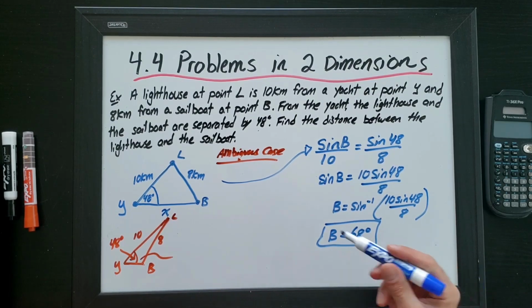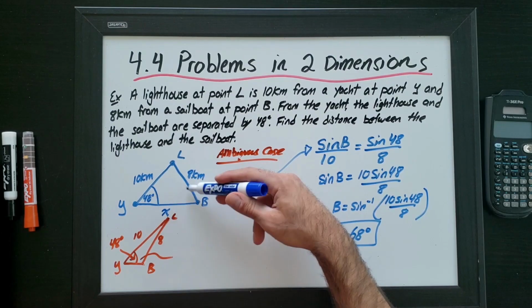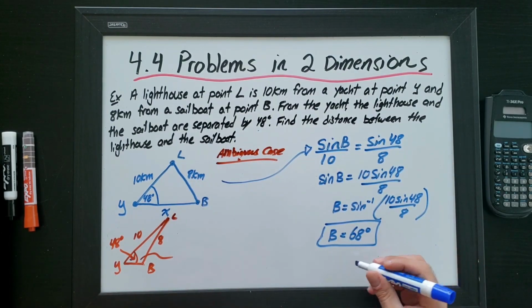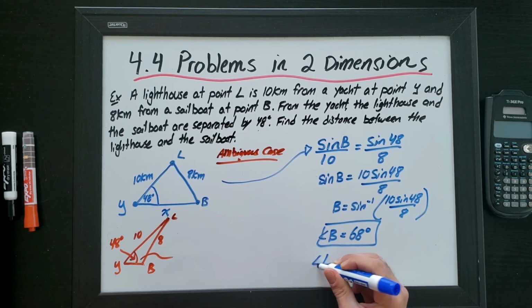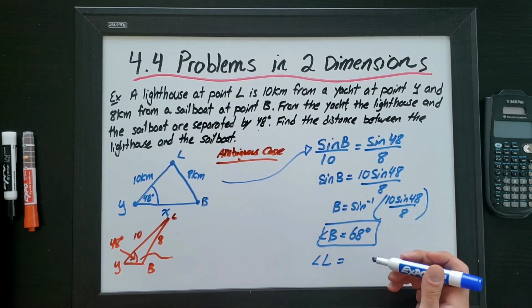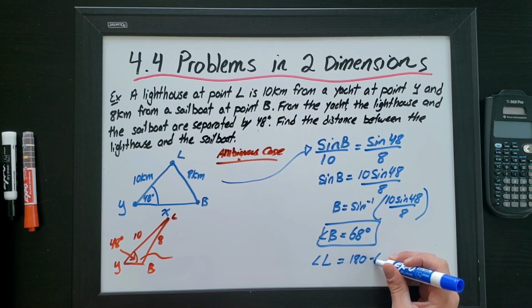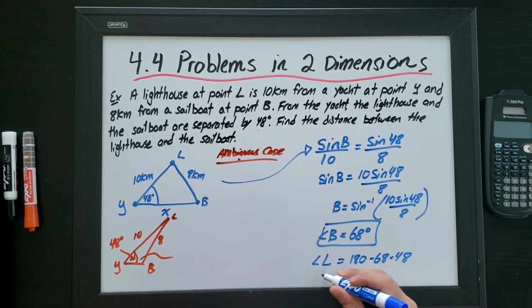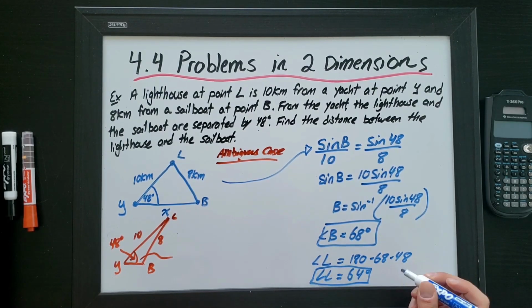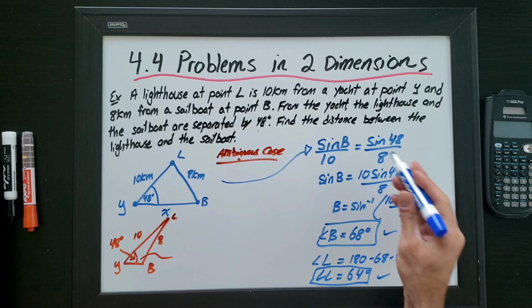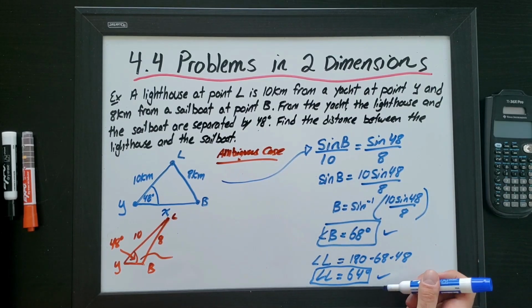Okay, and now that I have angle B, I have two angles. I can find angle L using sum of interior angles. So I know that angle L is going to be 180 minus 68 minus 48, so angle L is going to be 64 degrees. Okay, I'm progressing pretty well now. I just did one sine law, one sum of interior angles, and I'm almost done. The only thing I'm missing now is the actual answer.